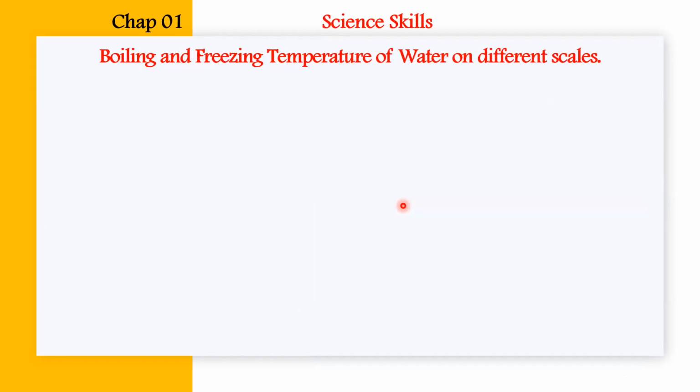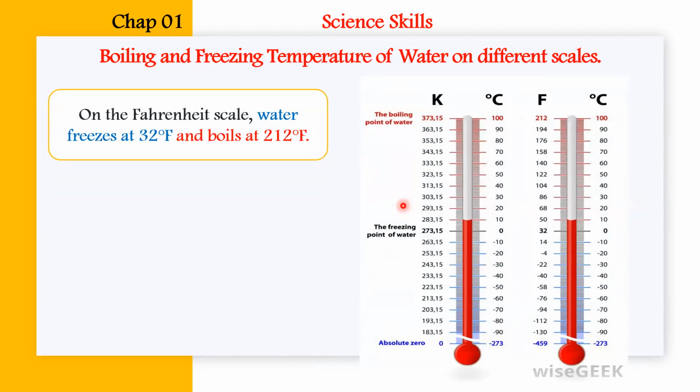Okay, boiling and freezing temperature of water on different scales. On the Fahrenheit scale, water freezes at 32 degrees Fahrenheit and boils at 212 degrees Fahrenheit. So on the Fahrenheit scale, it starts from 32 and ends at 212. 32 degrees Fahrenheit is the freezing point of water, and 212 is the boiling point of water.